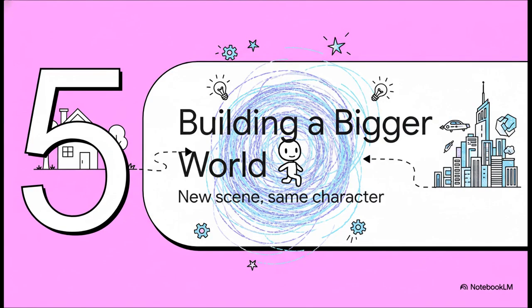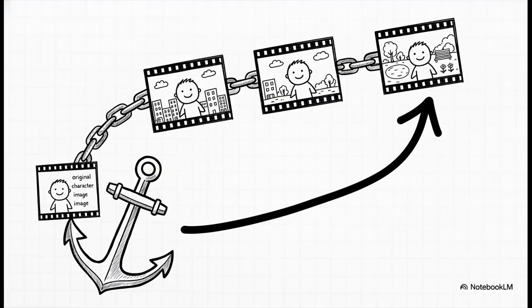Okay, so that's one scene down. But what about the whole point of this explainer, the consistency problem? How do we take our exact same character and drop them into a completely new world? Well, this is where the real magic happens. The secret is actually so simple, it feels like a cheat code. You don't start from scratch. You go back to ChatGPT and you start with the exact same original character image that worked the first time. That image is your anchor. It is your single source of truth.